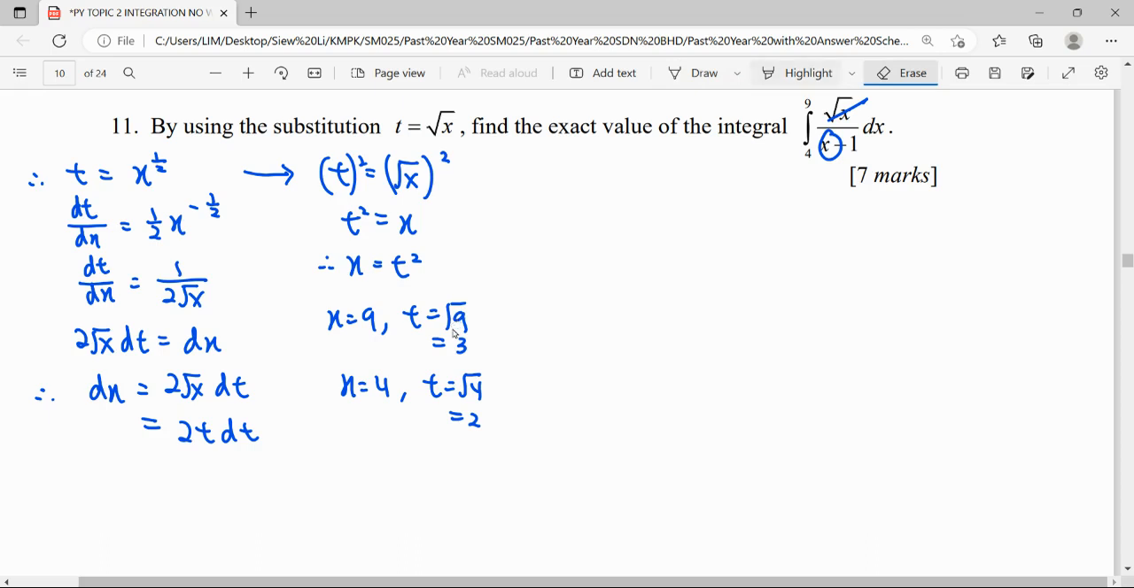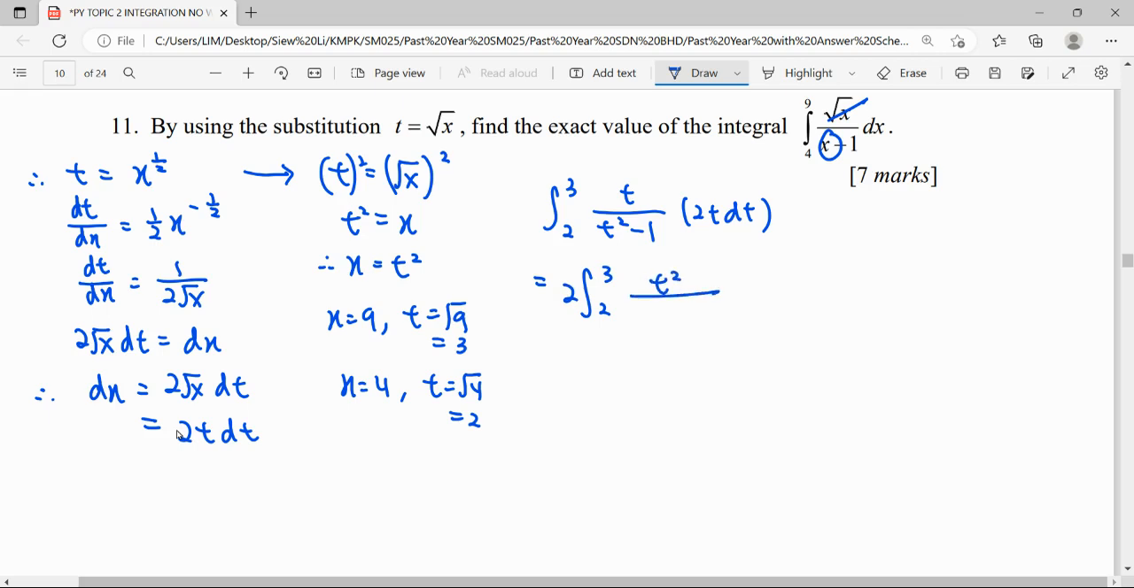Therefore, we rewrite our question here. Integrate for lower limit 4, which becomes 2, and upper limit 9, which becomes 3. For square root x, it is t. For x here, it is t squared minus 1. For dx here, it is times 2t dt. Notice here, we can simplify this fraction, where you can see 2 can be factorized out. So inside here is t squared over t squared minus 1.